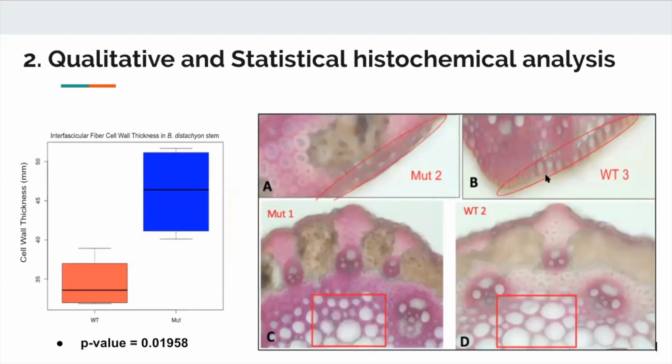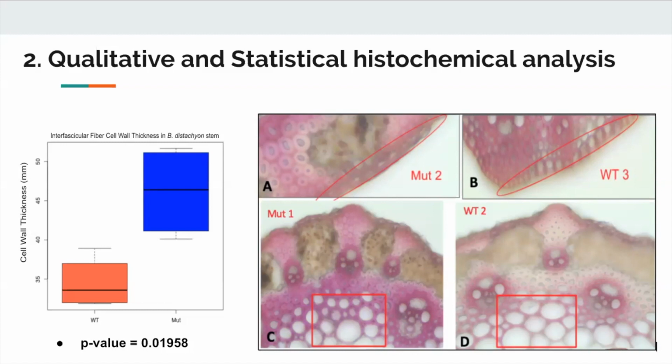Thanks to the Hazen lab, cross-sections of wild-type versus mutant plants with our NA-N15 mutation in our gene were available. The cross-sections shown are from the stem tissue of wild-type and mutant B. distachyon plants stained with fluoroglucinol HCl.